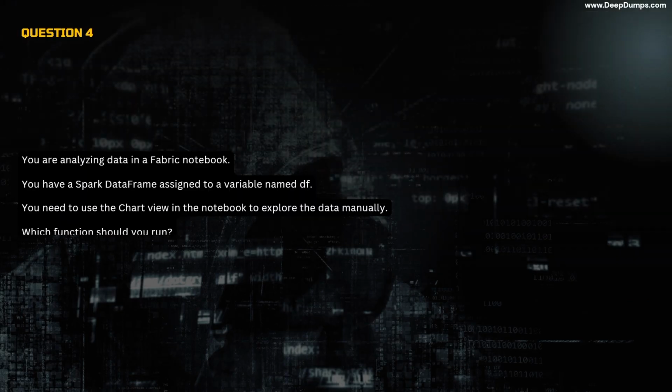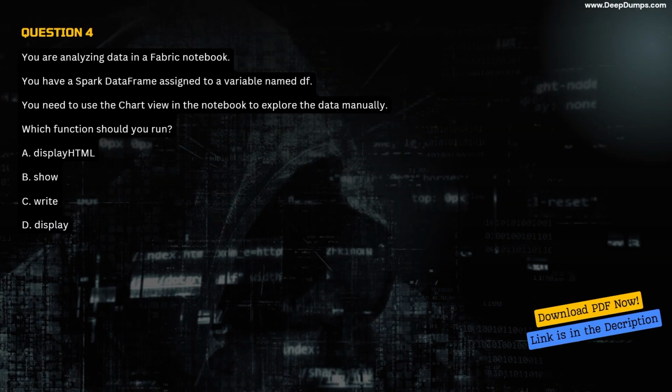Question 4. You are analyzing data in a Fabric notebook. You have a Spark DataFrame assigned to a variable named df. You need to use the chart view in the notebook to explore the data manually. Which function should you run? A. displayHTML. B. show. C. write. D. display. Correct answer D.